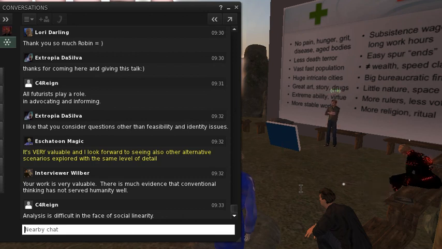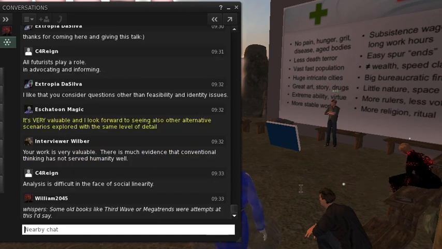C4 Rain says analysis is difficult in the face of social linearity. I'm not sure what that means. And William 2045 says books like Third Wave or Megatrends were attempts at this. How much detail did they get into? My recollection from those books is they didn't get into as much detail analyzing consequences, surprisingly, and they weren't using as much straightforward social science analysis as I'm trying to do here. But I don't remember them very well, so maybe I'm just misremembering.